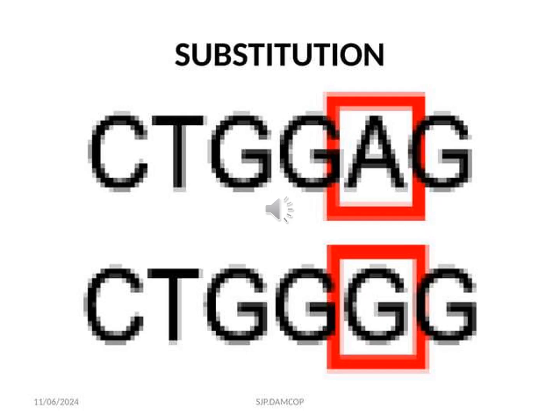So this is an example of substitution. What will happen here? C, T, G, G, A, and G is the sequence of one codon. And in another, C, T, G, G, and G. Instead of adenine, it is replaced by guanine. Like this, substitution can occur through errors during DNA replication, spontaneous chemical changes, or sometimes mutagen exposure.